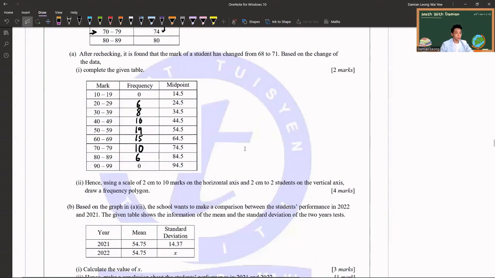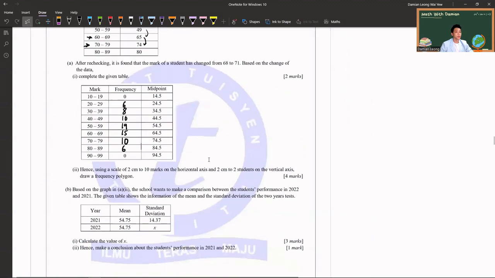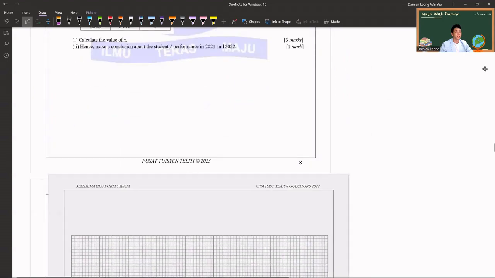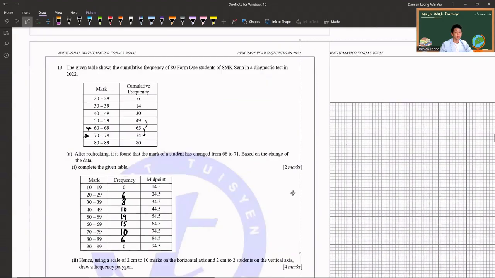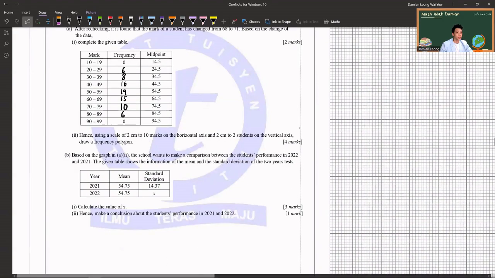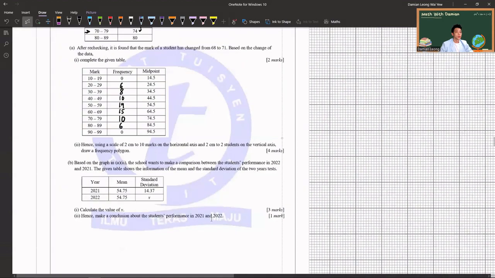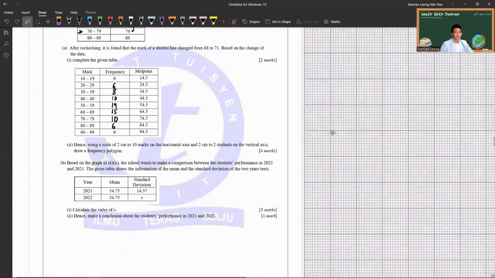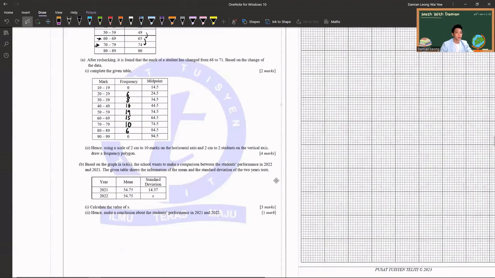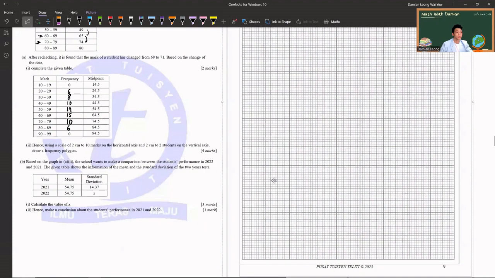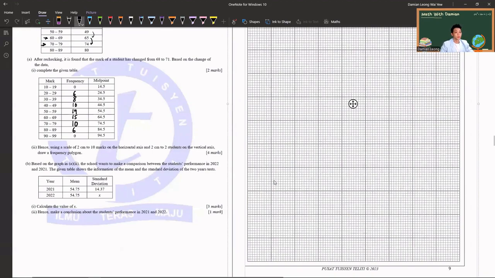Then we use the scale of 2 cm to 10 marks on the horizontal axis and 2 cm to 2 students on the vertical axis to draw the frequency polygon. So you have to be able to draw the graph. Make sure you follow the scale that is given. So we take each box 10 for the horizontal axis. We follow the midpoint.